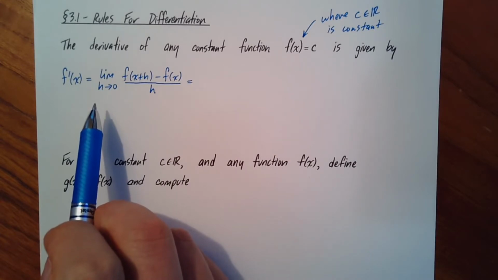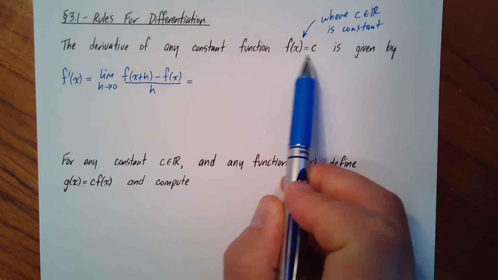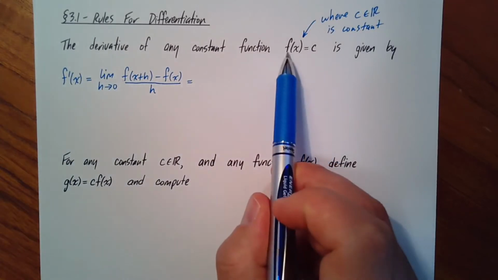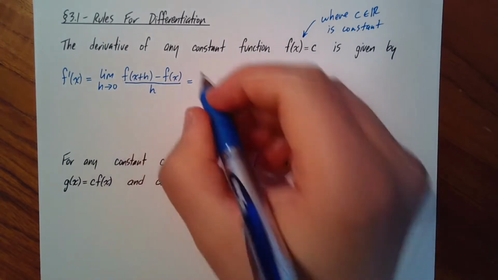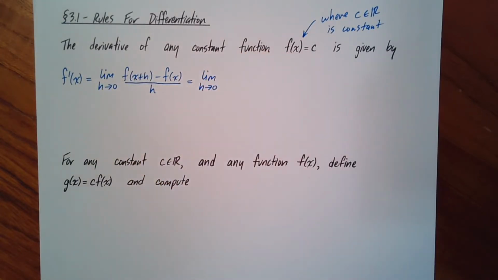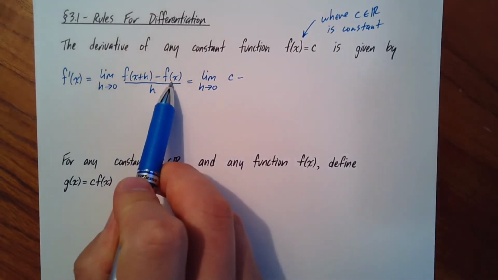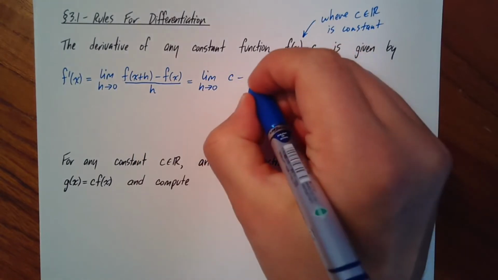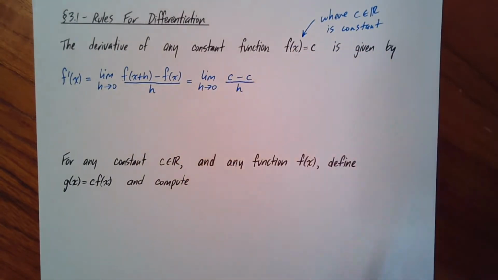Well, f of anything is the constant c. That's how constant functions work. No matter what you plug into f, you're going to get c back. So f of x plus h is going to be c. We haven't taken the limit yet, so we're still going to write that in front. Limit as h goes to 0 of c minus, and then f of x, that's also going to be c. So we have c minus c divided by h on the numerator.